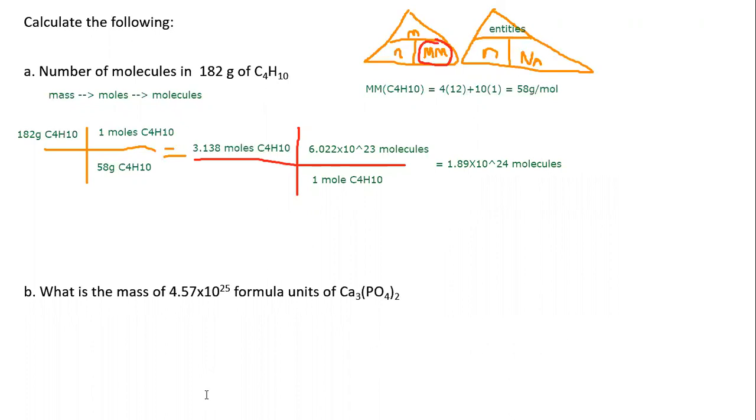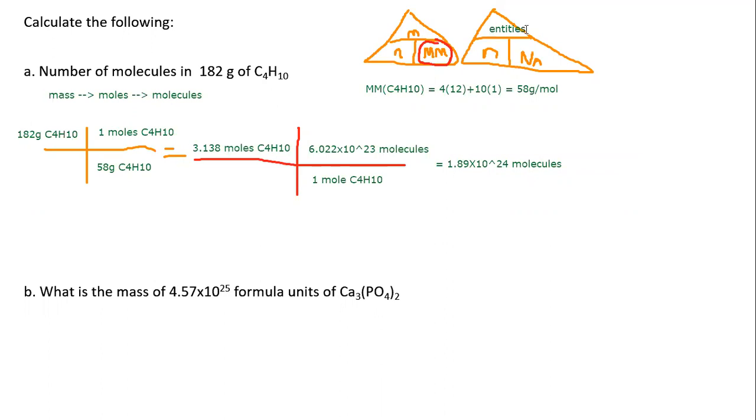So for covalent compounds, it's molecules. For ionic compounds, as you see in the next example, it's formula units. So now to do the next problem, here again, opposite of the first one, we want to know what's the mass of 4.57 times 10 to the 25th formula units.